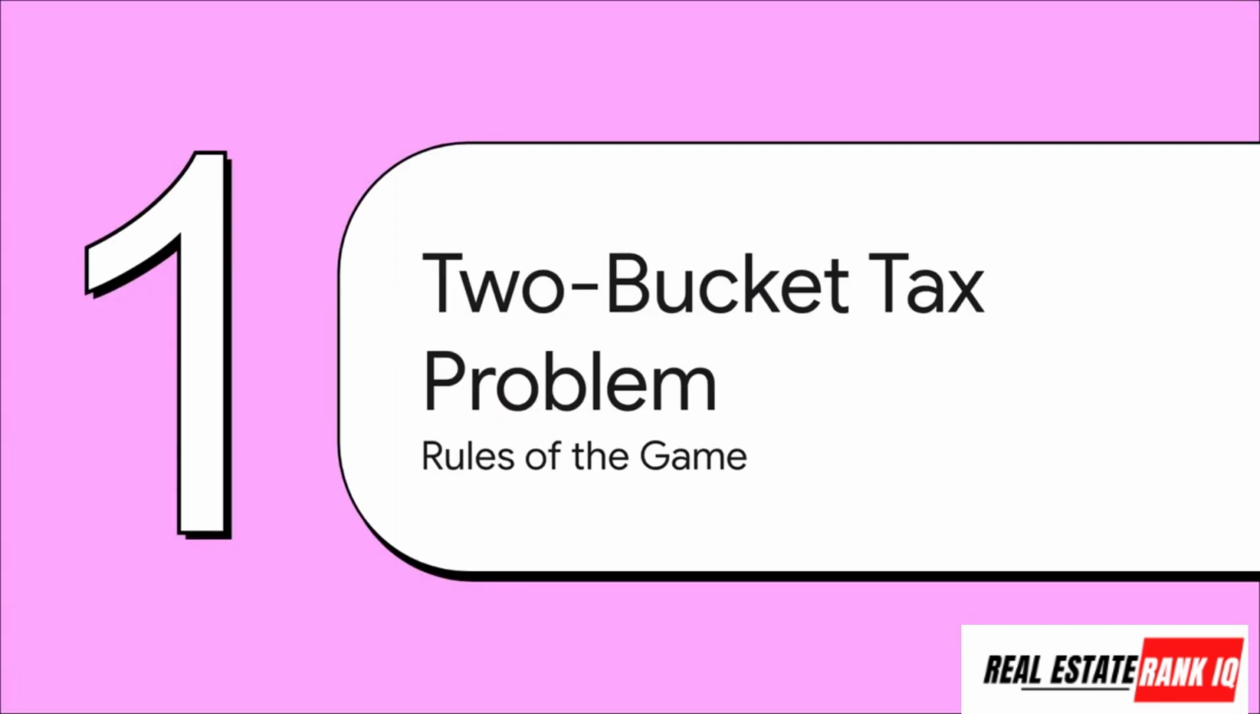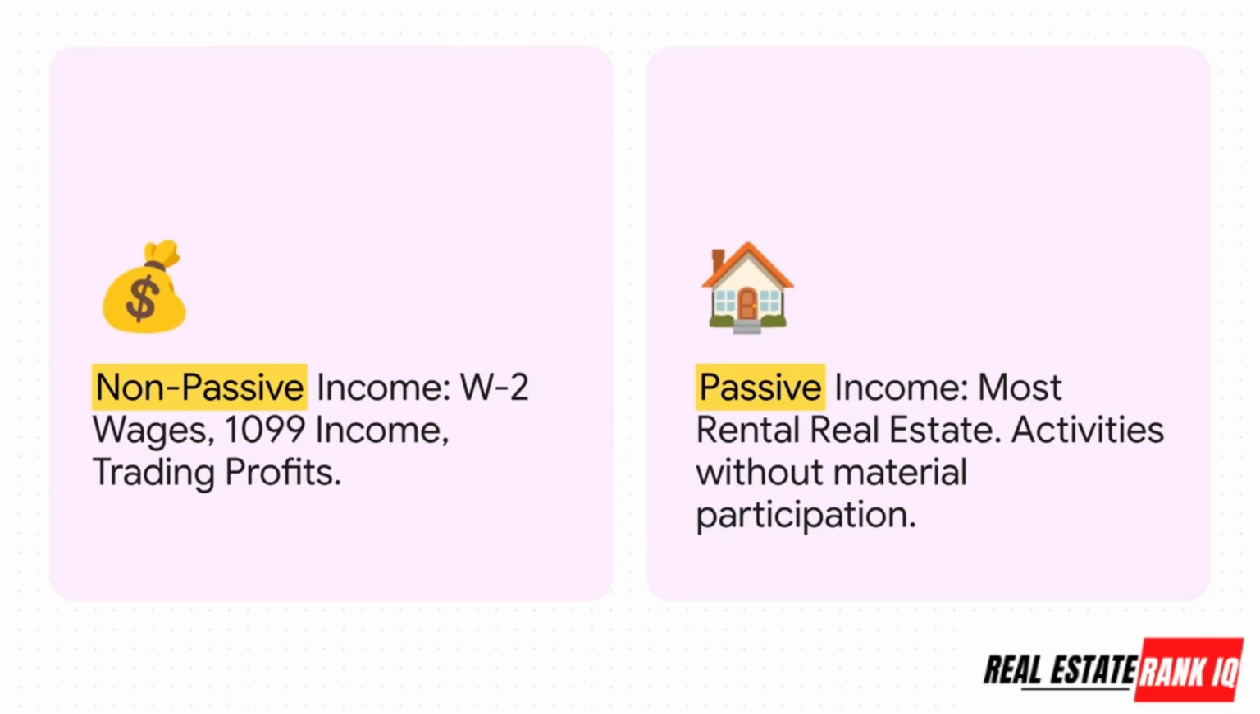All right, Section 1, the two-bucket tax problem. Look, to win any game, you have to know the rules, right? And trust me, tax planning for high earners is a game. The absolute foundation of this entire strategy hinges on you understanding this one core concept, the two-bucket problem. So here's how the IRS sees your money. Thanks to Section 469 of the tax code, they've created what are called the Passive Activity Loss Rules, or PALs.